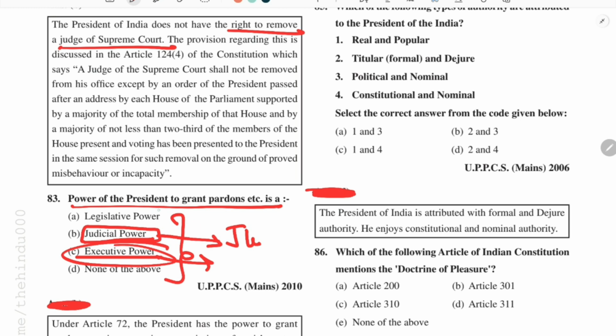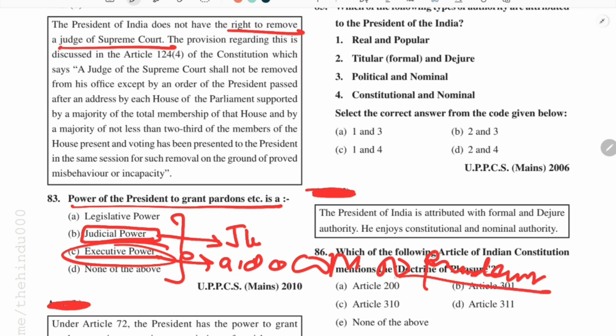Because this power of the president to grant pardon is based on the aid and advice of the Council of Ministers to the president, while the judicial power is that when... I was telling that judicial powers are those powers where the president acts as a judge. So in the literal sense, the judiciary has only the judicial power. All other powers are just executive power. So I think the answer of this question is executive power.